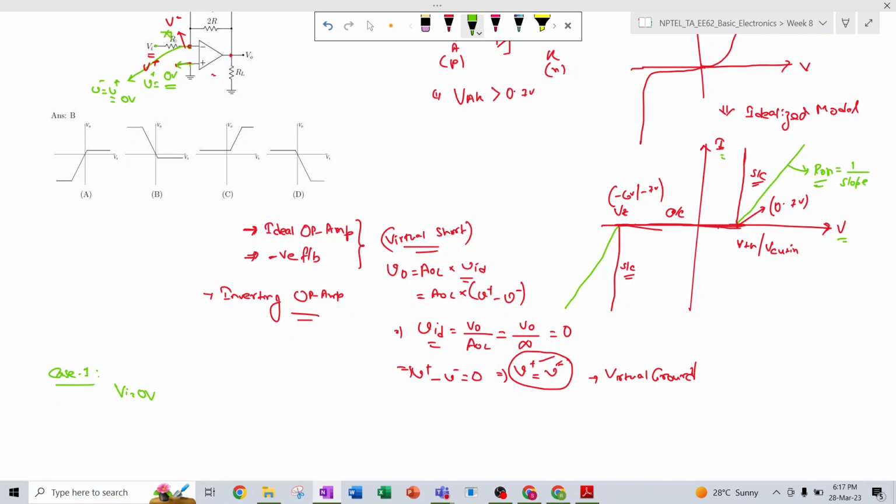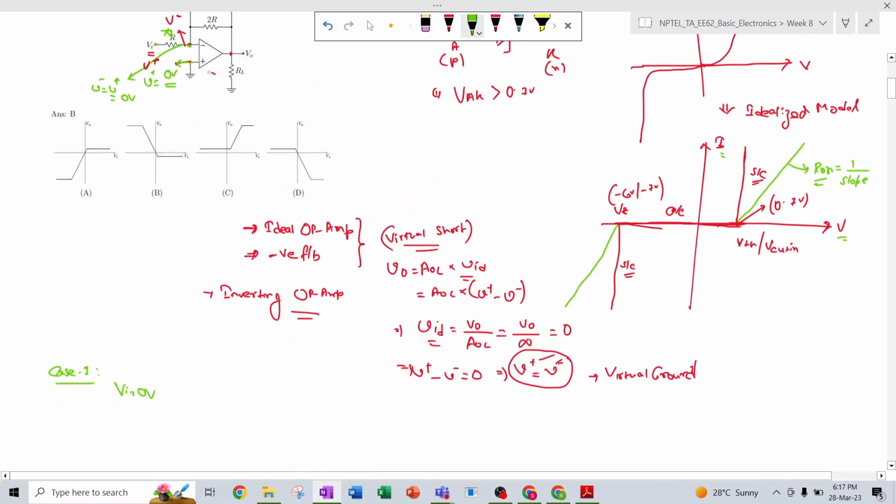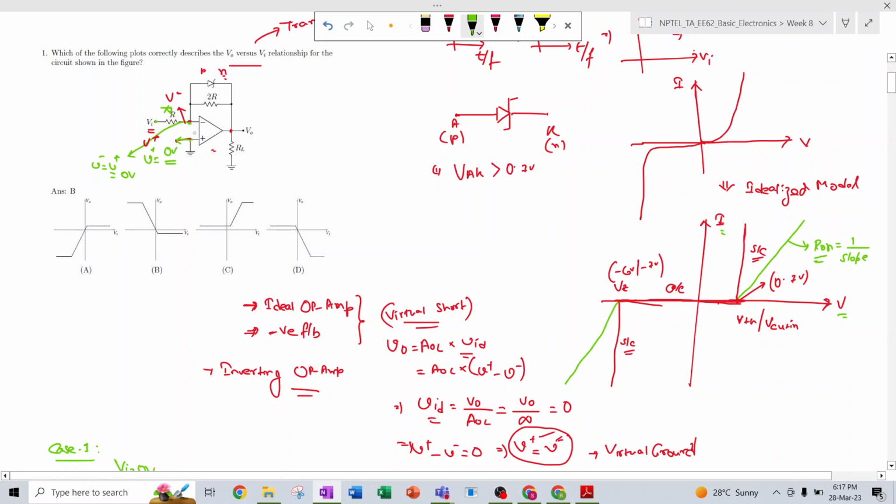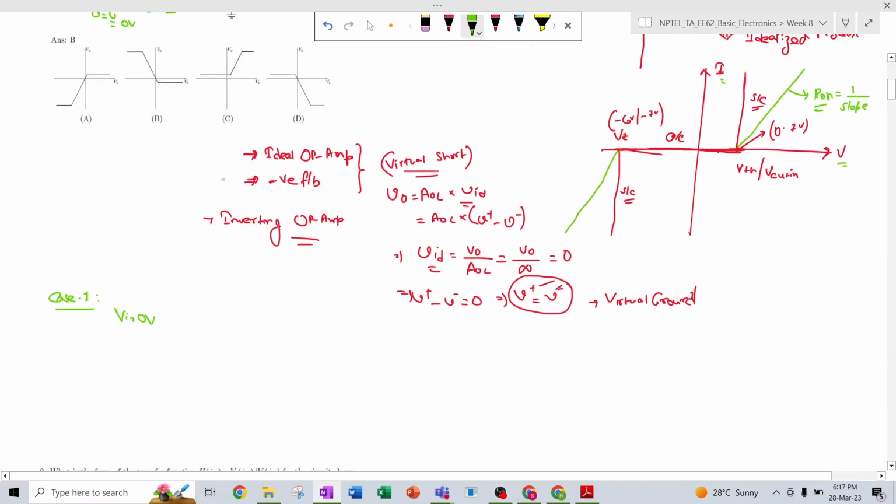That means no current will flow through this, right? If Vi is equal to 0, no current will flow through this. As we know, the ideal op amp does not draw any current inside, so whatever current flows through this terminal will flow through the feedback path. Here also no current is flowing through the input terminal, in the input resistance side. So no current will flow through this path, and as a result the output should also be 0 volt. So while Vi is equal to 0, Vo is also equal to 0 volt.